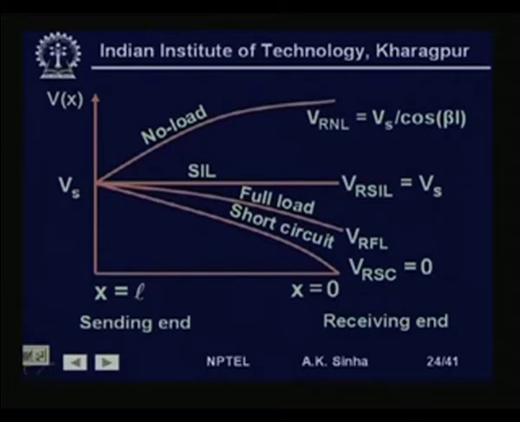So, again from this we find one thing: if we load the line to surge impedance, then the voltage remains constant, and that is why when we are designing the transmission line, we try to work on the basis of surge impedance loading, because that is the ideal condition that we would like to have, that is, voltage remains constant all along the transmission line.